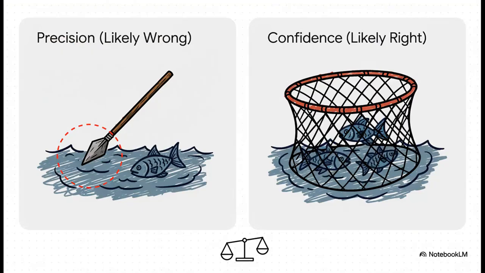The spear, that's our point estimate. It's a single number, super precise. You throw it at one exact spot. But what's the problem? In a murky lake, you're almost definitely going to miss. Now the net, that's what we call a confidence interval. It's not as precise, sure. It covers a much wider area, but because of that, it's way more likely to actually catch the fish. And that's the crucial trade-off right there. We give up a tiny bit of precision to gain a whole lot of confidence.